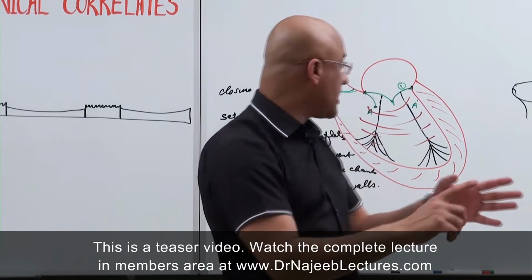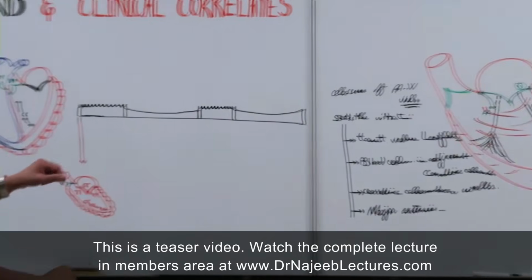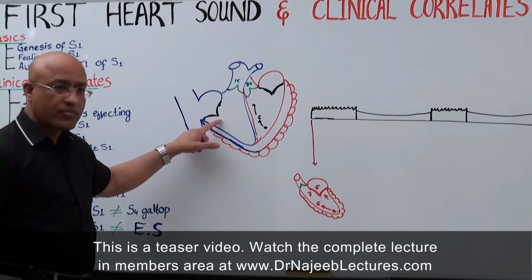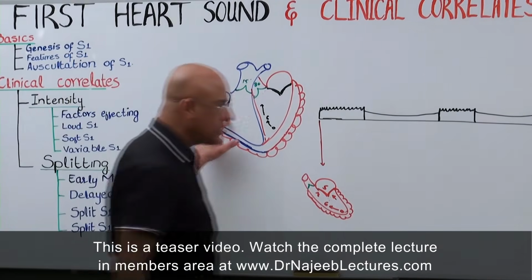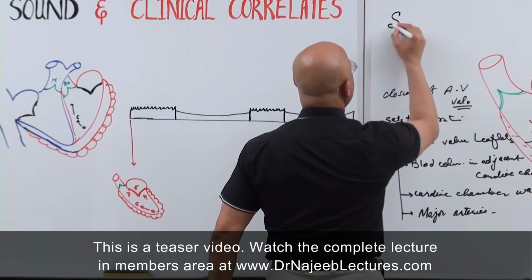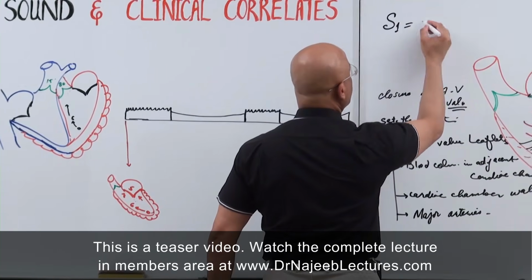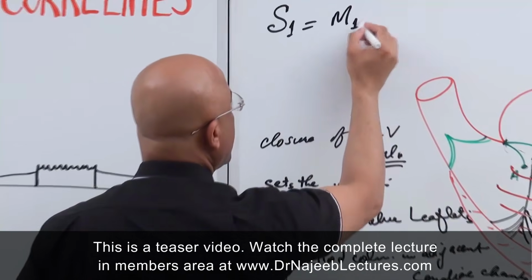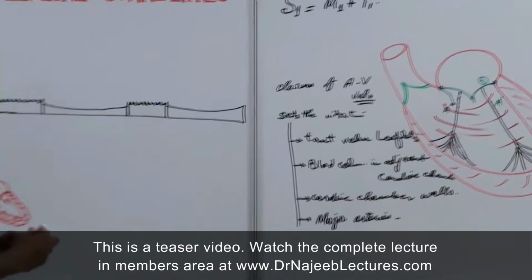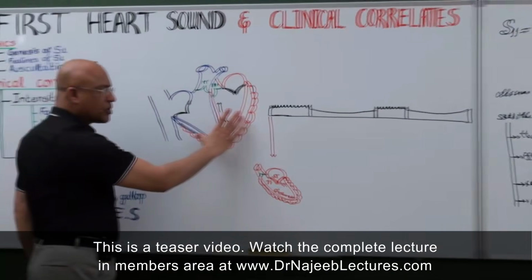Is that right? But remember, the first heart sound has two components. One is the mitral component, the other is the tricuspid component. So we say the first heart sound, which is called S1, has two components, the mitral component, M1, plus T1.